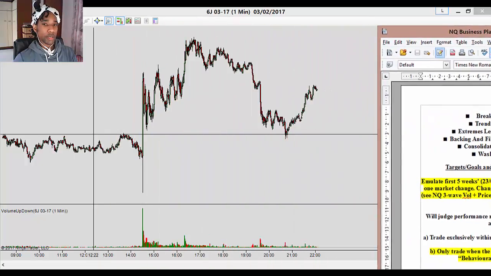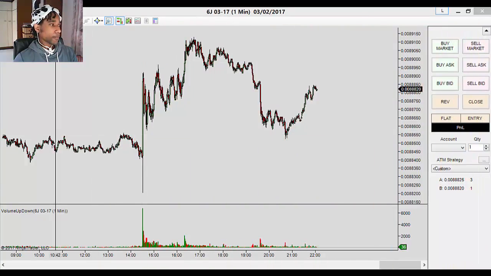So let me get the pen up. Let's get the pen. We'll do a highlighter. Okay, so for example, this is Friday's action on the yen. This is obviously a consolidation, and consolidations lead to breakouts. So this is news, it whipped down, and then this is a breakout of this consolidation.